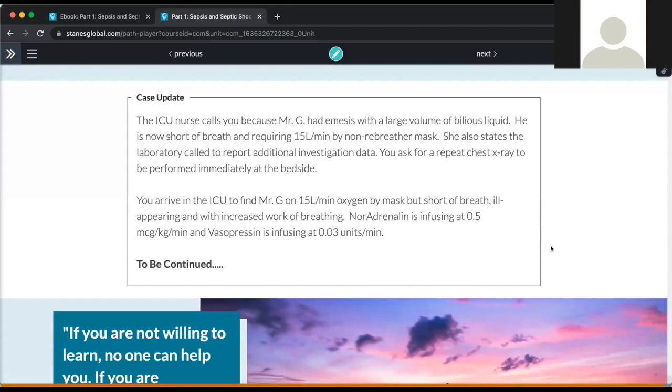You arrived in the ICU to find Mr. G on 15 liters per minute oxygen by mask, but short of breath, ill appearing, and with increased work of breathing. Noradrenaline is infusing at 0.5 mics per kg per minute, and vasopressin is infusing at 0.03 units per minute.